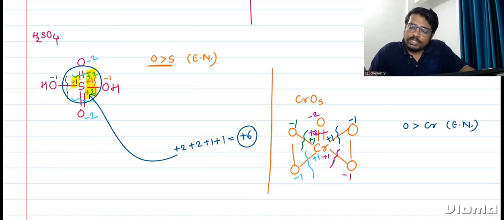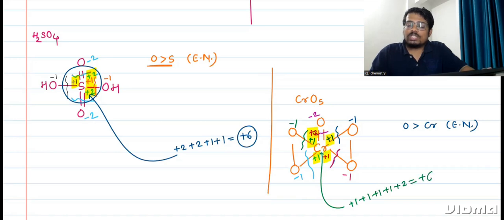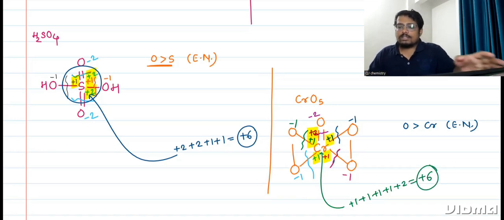Now what is the total charge? +2, +1, +1, +1, +1. So the total charge on the central chromium atom is the addition of the charges: +1, +1, +1, +1, +2. The total charge is +6. So +6 is the oxidation state of the central chromium atom.